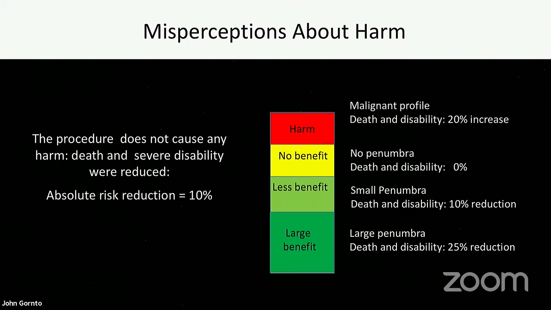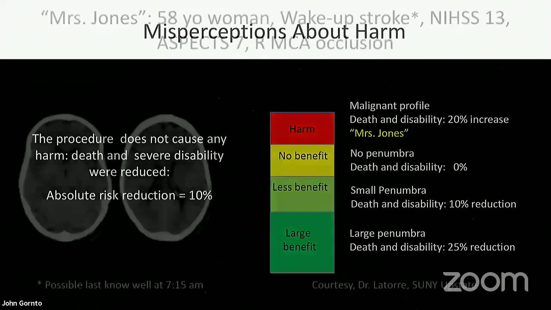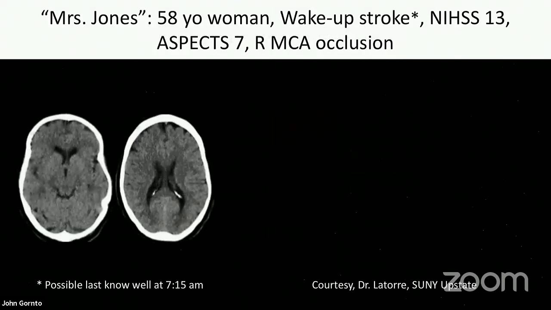Does that mean we should treat everybody? No, we should identify who's in the red zone and not treat them. So who's in the red zone? Let me give an example of Mrs. Jones. 58-year-old woman. She's one of these typical patients where you don't really know when the stroke occurred. Technically, she's a wake up, but the story was that at 7:15, she was doing some of her normal activities, but we don't really know when the stroke began.